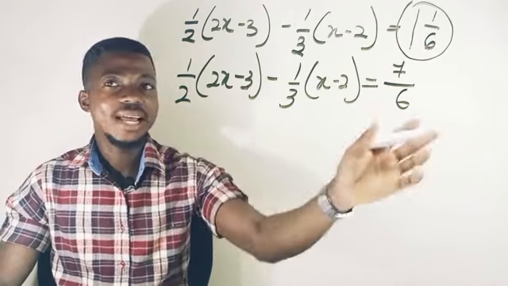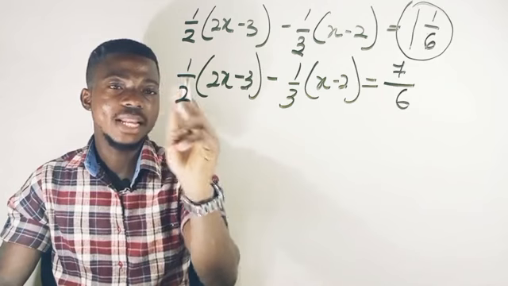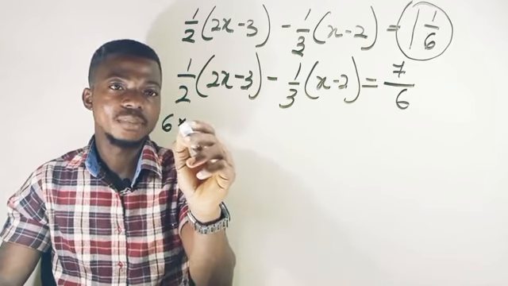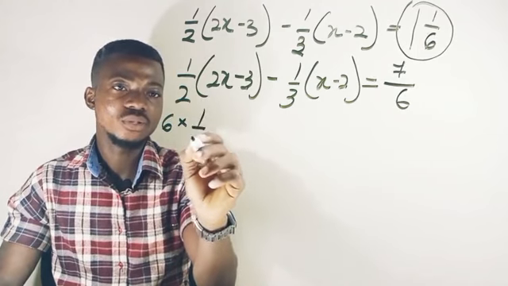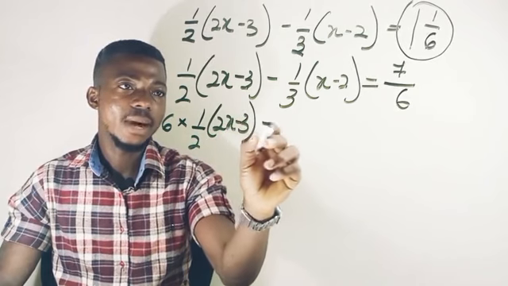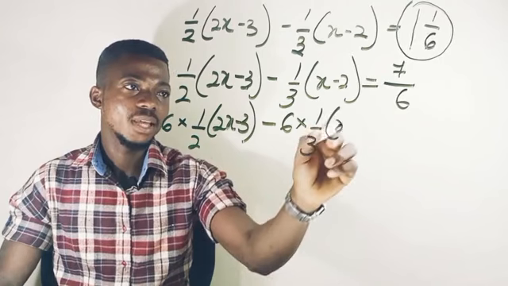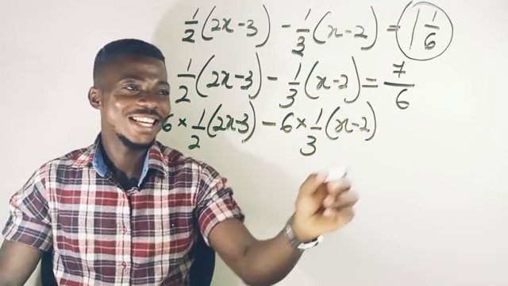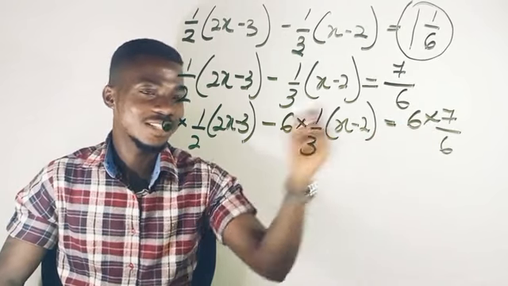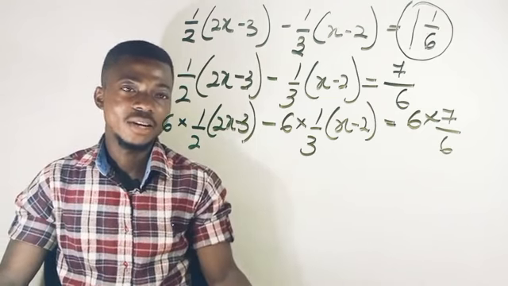We're now going to multiply the whole equation through by the LCM. So we multiply this one by the LCM, which is 6. So we have 6 times 1 over 2 in a bracket (2x minus 3), minus the same 6 times 1 over 3 times (x minus 2), then equal to 6 times 7 over 6. Now we've been able to multiply through by the LCM.